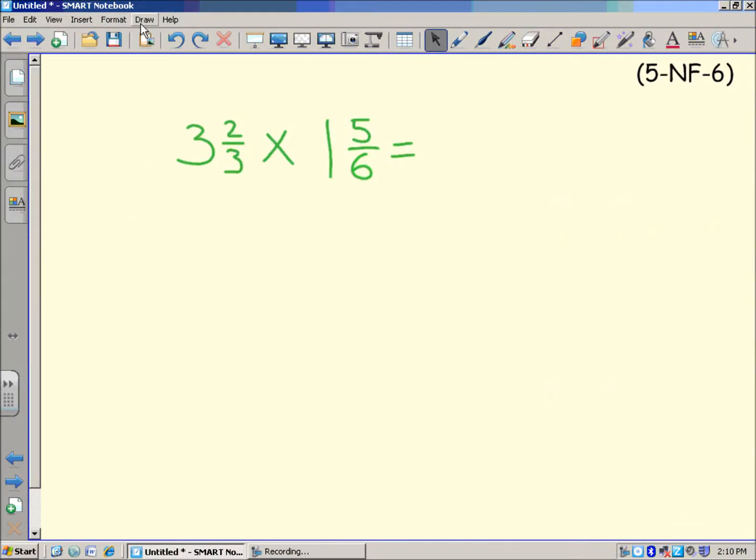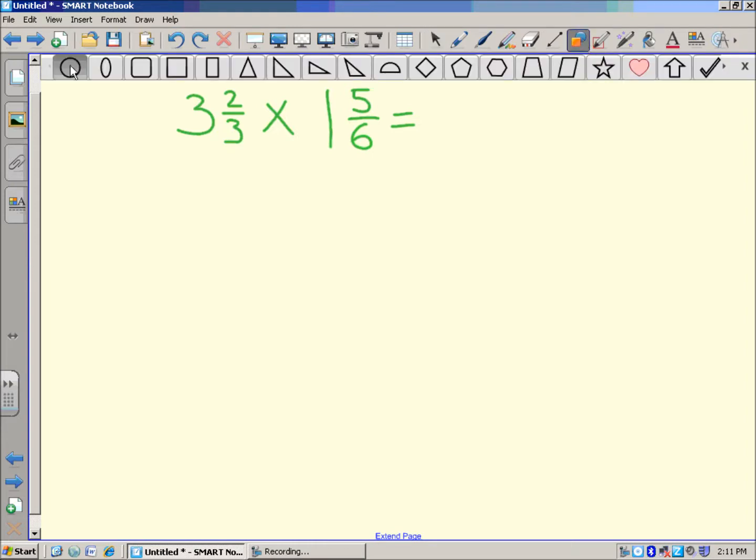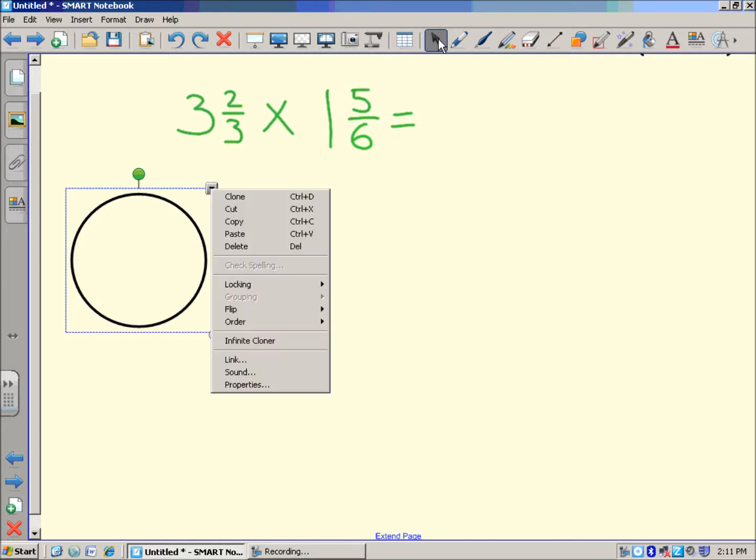We've got 3 2/3 times 1 5/6. We've got two mixed numbers, and in order to multiply those, you really should change them to improper fractions. So I'm going to represent our mixed numbers with pies, and we'll take some copies of these.